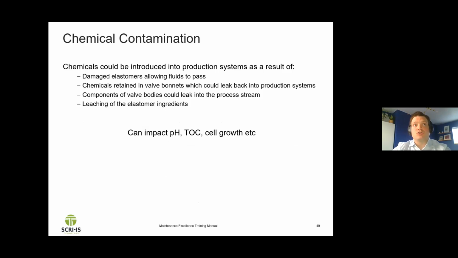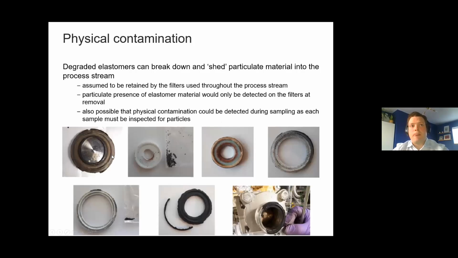Chemical contamination: damaged elastomers allow fluids to pass. Components of valve bodies, for example, could leak into the process stream. We can leach elastomer ingredients. That typically impacts pH, TOC, cell growth, etc. And then physical contamination. We see here the result of degraded gaskets and the kind of particulates that they can generate. I'm sure there are many of you on the call who have these headaches. Now, again, not necessarily a massive worry, depending on where they occur. Obviously, we hope they occur as far upstream as possible so that they can be retained by filters.